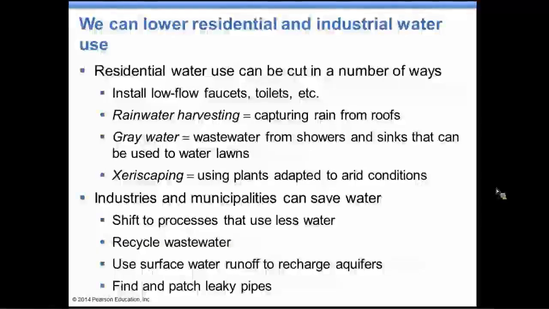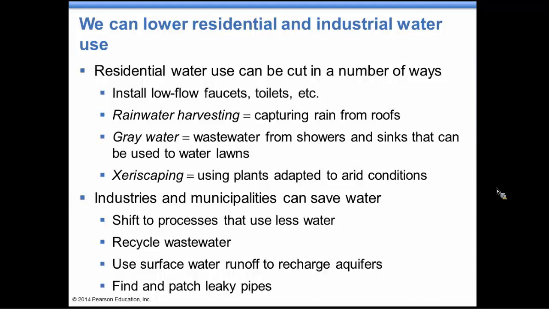We can lower residential and industrial water use. Each of us can cut our daily water use by dozens, hundreds, or even thousands of gallons a day by re-examining aspects of our daily life. So really just think about how you're using water. I know one strategy I've heard of but never done myself is when you shampoo your hair, you turn off the shower. That's a very easy way to do it.